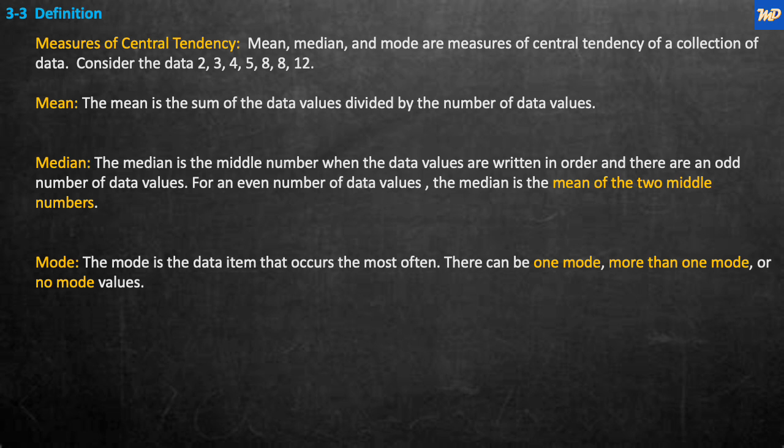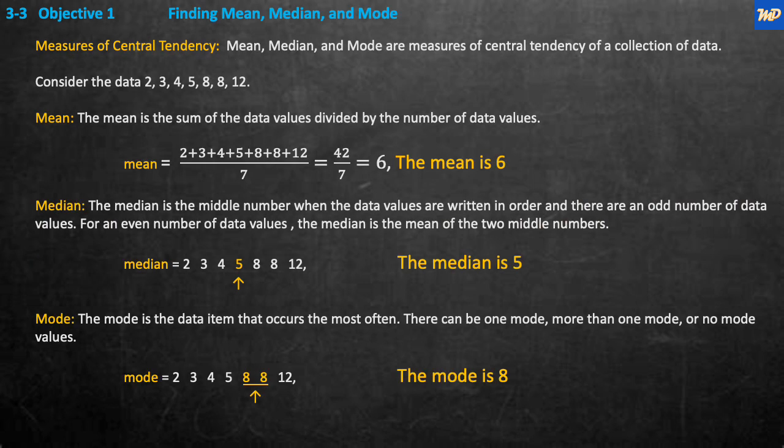Mode. The mode is the data item that occurs most often. There can be one mode, more than one mode, or no mode values. We'll address these as we move forward for sure. Objective 1, finding the mean, median, and mode.